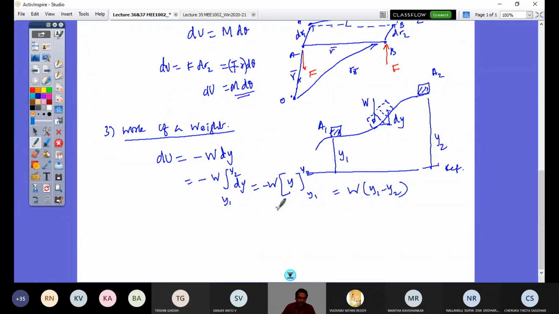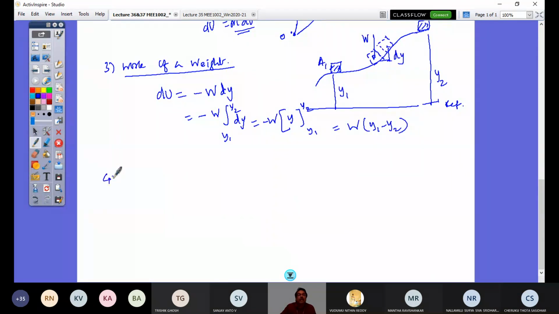Now, work of a force exerted by a spring. Next, the fourth one. Work of a force exerted by a spring. So how do you define this?